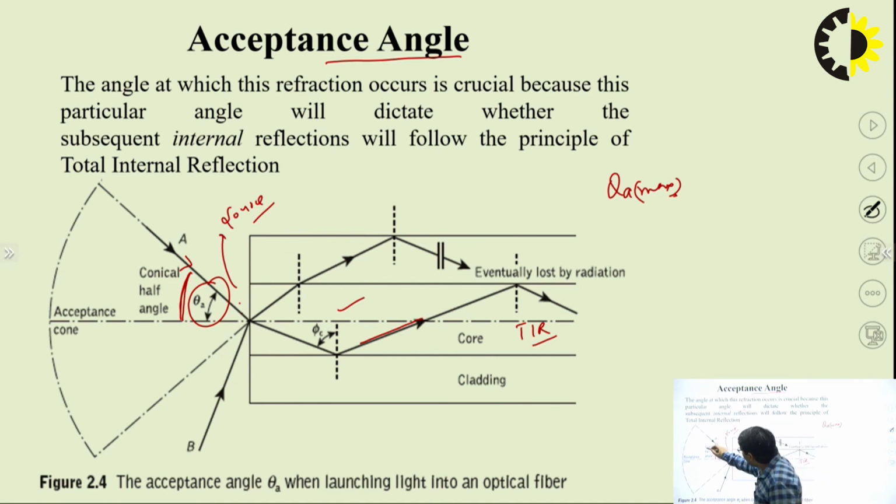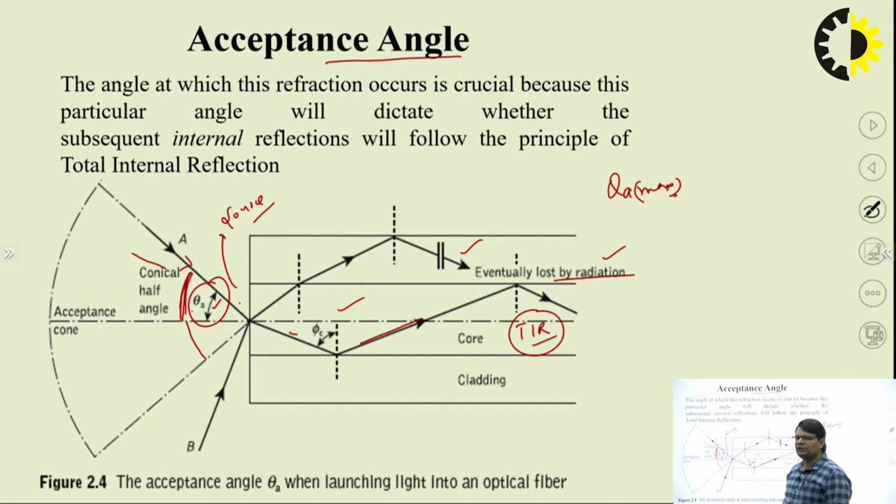If the light from the source makes an angle less than theta A inside the fiber, then total internal reflection will occur. Otherwise, light will enter the fiber but penetrate into the cladding, and light penetrating into the cladding does not propagate. It will eventually be lost by the fiber in the form of heat or radiation. This is the angle condition from the source point of view when light is entering the fiber. This is the maximum allowed angle, and we can also place the optical source downward.